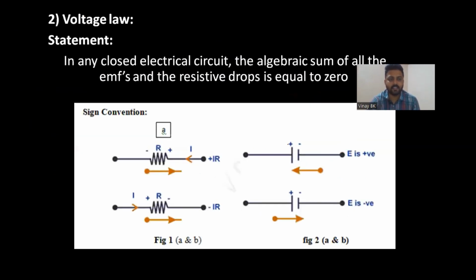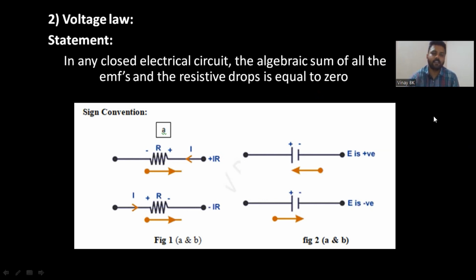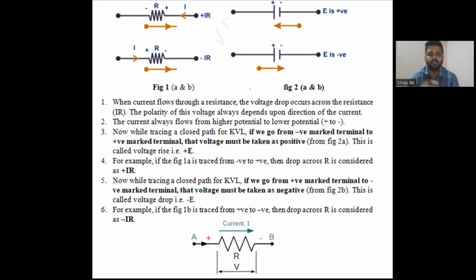Similarly for KVL, you need to explain the sign convention and the explanation. In any closed electrical circuit, the algebraic sum of all the EMFs and resistive drops, that is IR drops, equals 0. The algebraic sum of all the EMFs and IR drops equals 0, that is KVL, Kirchhoff's voltage law.